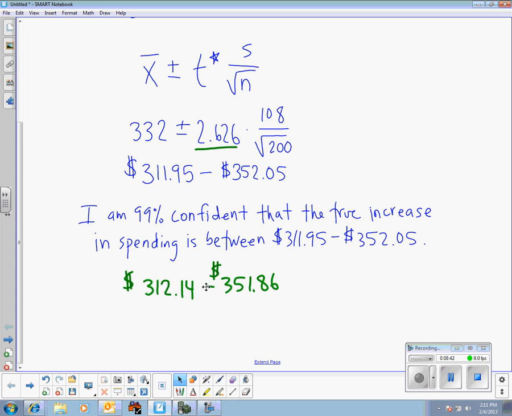Now the context would be the same. I would have the exact same sentence except these two green numbers in place of my two old numbers. All right, so if you knew z-intervals and you were able to find and interpret those, then you should be in pretty good shape with t-intervals. Just understand the differences. We don't know the population standard deviation, and we have to choose the proper line from the chart. And if you're doing it by calculator, the difference is very, very minimal.